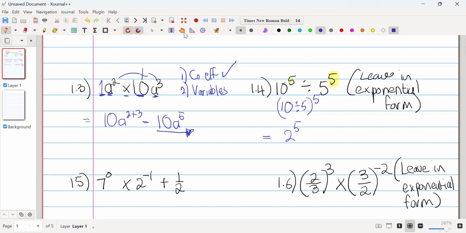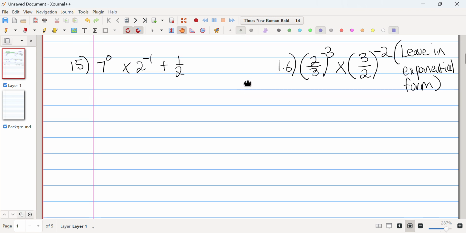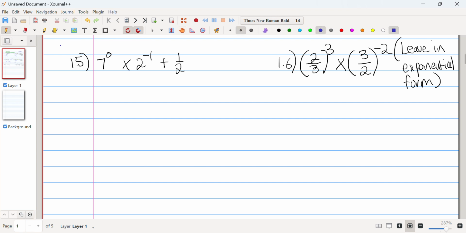All right, let's go ahead and simplify these ones now. So 1.5, it says 7 to the power of 0 times 2 to the negative 1, and then plus a half. This one is a new rule that we're going for in this exercise. So please remember, guys, as soon as you step into a mathematics room or a mathematics question, you always apply BODMAS where it needs to be applied.